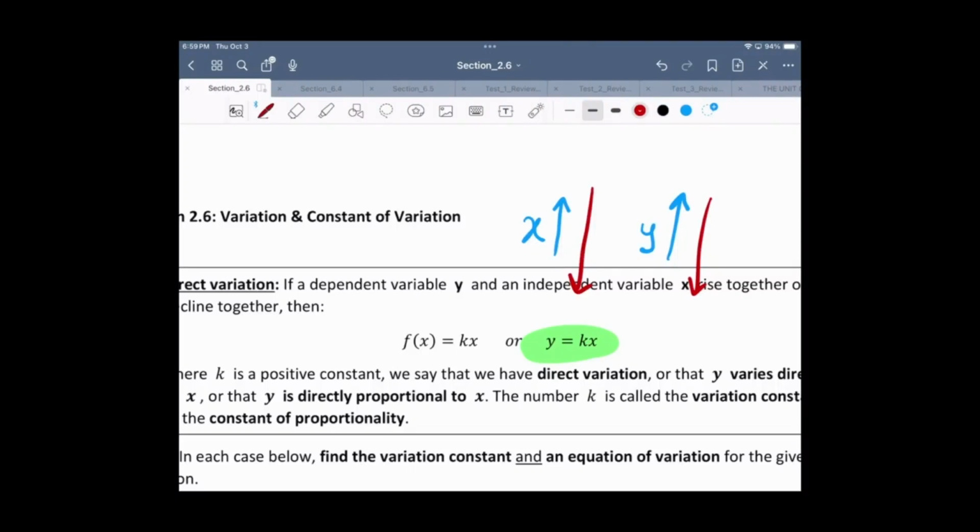Less ketchup will be used during that day. If the number of hot dogs sold goes up, then the amount of ketchup used or sold will also go up. So that's an example of direct variation. Variables either rise together or fall together.